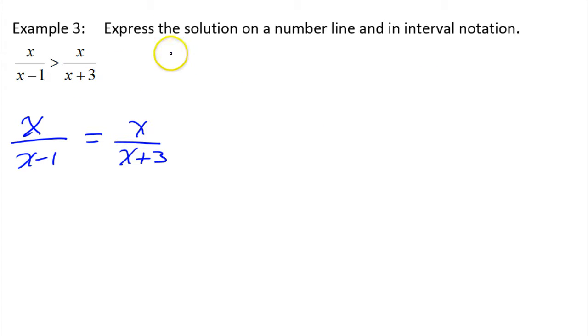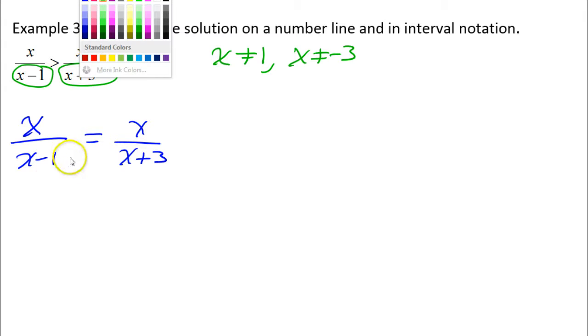Also, any excluded values will be critical values. You might as well tell me excluded values right now. All right. X cannot equal 1 because of this. All right. X cannot equal -3, setting that equal to 0. So those two numbers are going to be on the number line. For any additional values, we're just going to solve this equation.